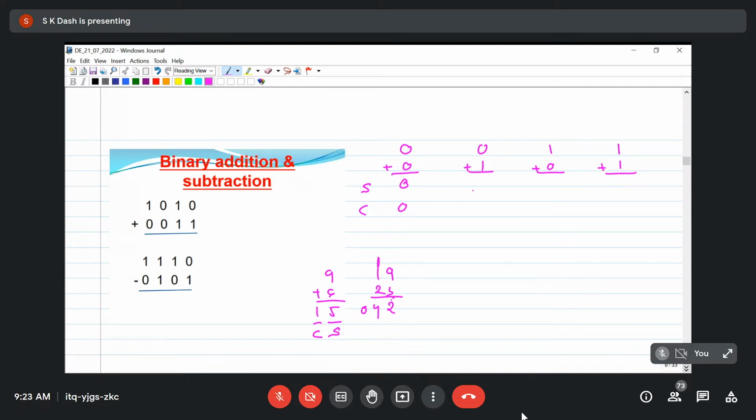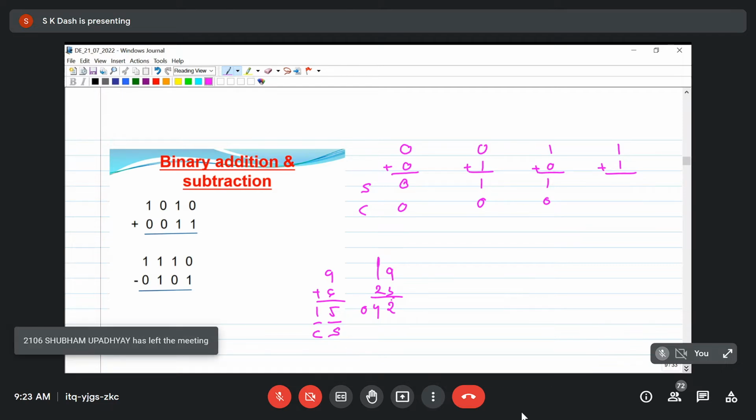0 plus 1, what should we get? Sum 1, carry 0. 1 plus 0, again sum 1, carry 0. 1 plus 1, sum 0, carry 1.